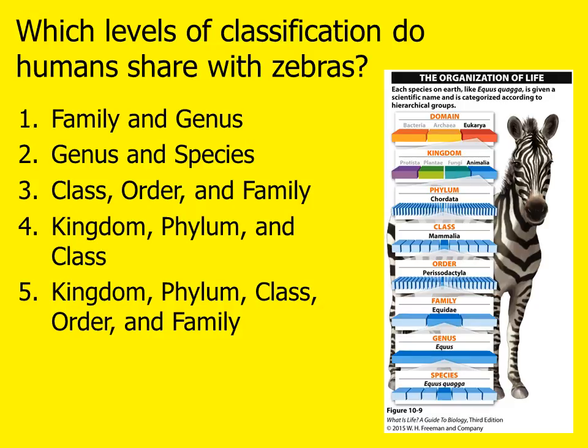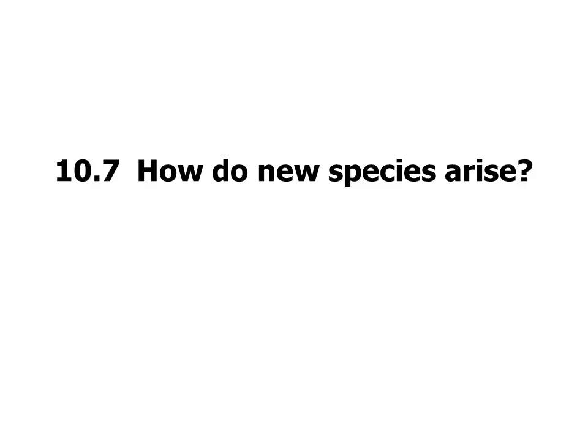Bacteria, archaea, eukarya. So here's where we talk about the macroevolution part. So how do new species arise? How do we get all these species running around?